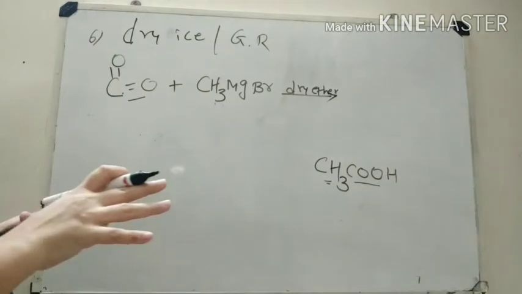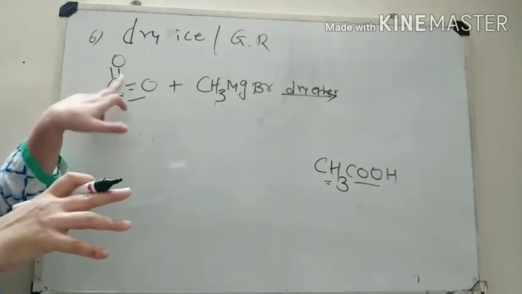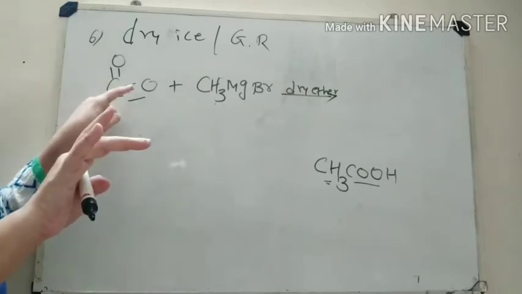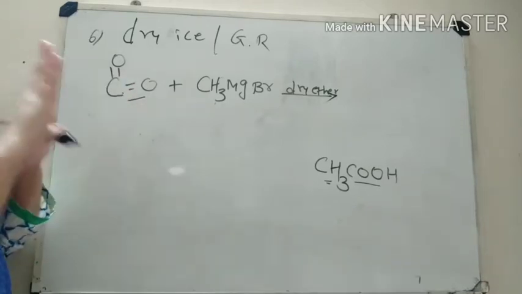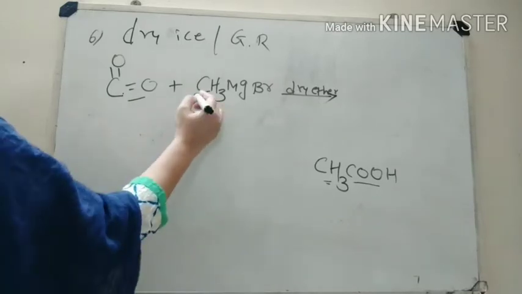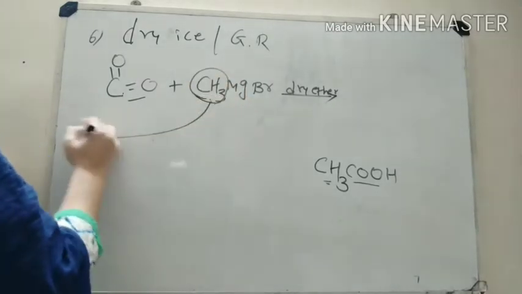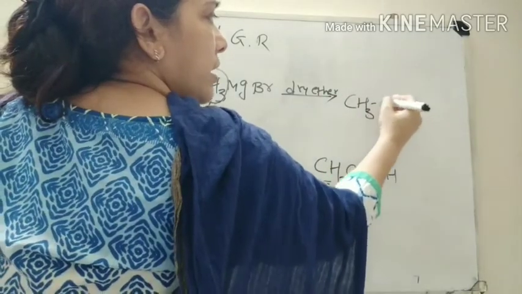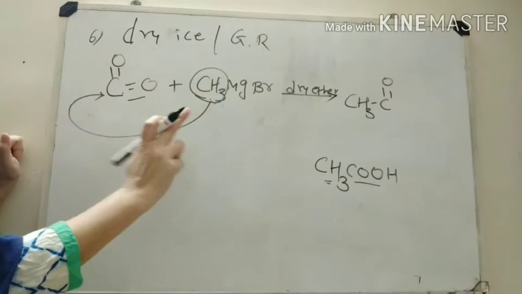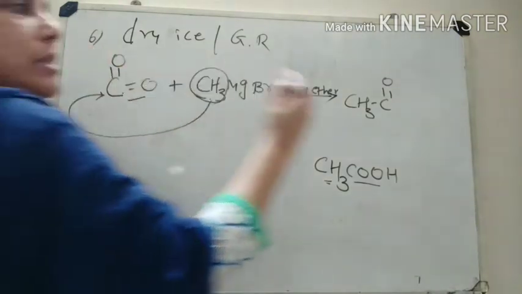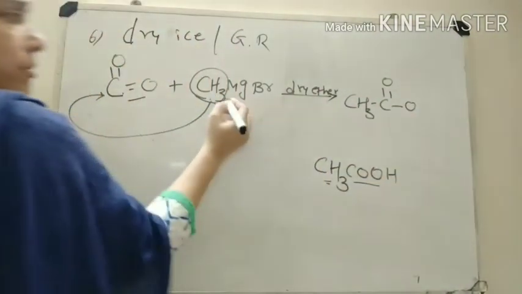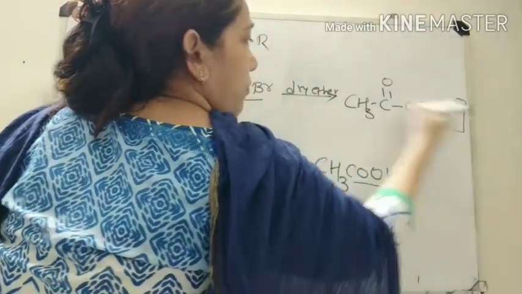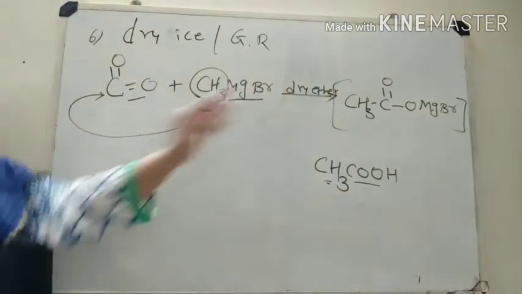Now how does the addition take place? This C double bond O, two bonds are there. One double bond O will remain as it is. This bond will break to form a single bond instead of a double bond, and this CH3 group is attached to this carbon from the front side, so it gives CH3 C double bond O as it is. This double bond is removed to form a single bond O, and the rest is MgBr. This is known as the Mg complex.